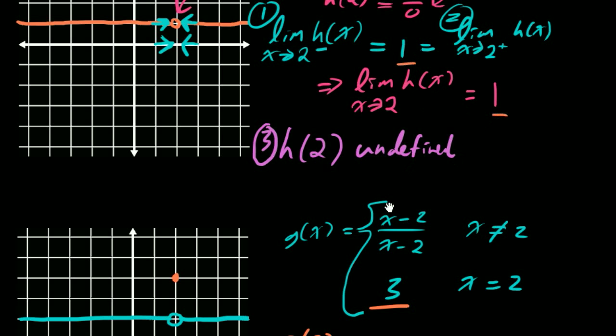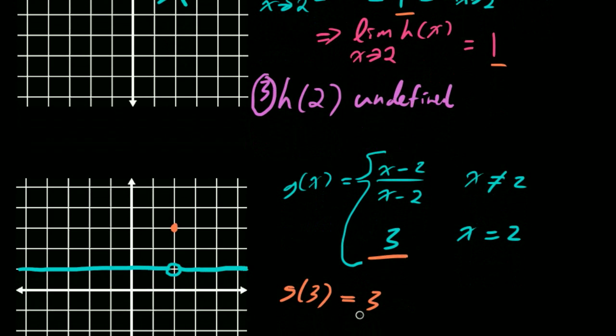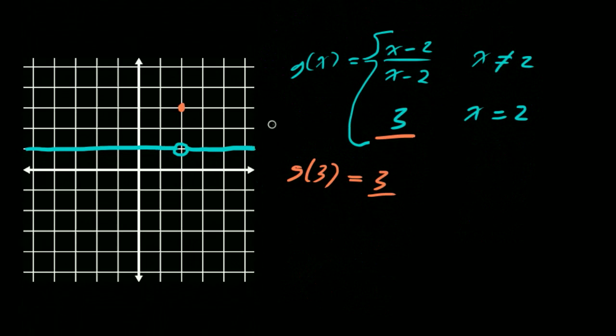That the limit of all these other points is equal to 1, and this is not equal to 3, and 3 is not equal to 1. Therefore, we still have a discontinuous function. We still have a removable discontinuity here.